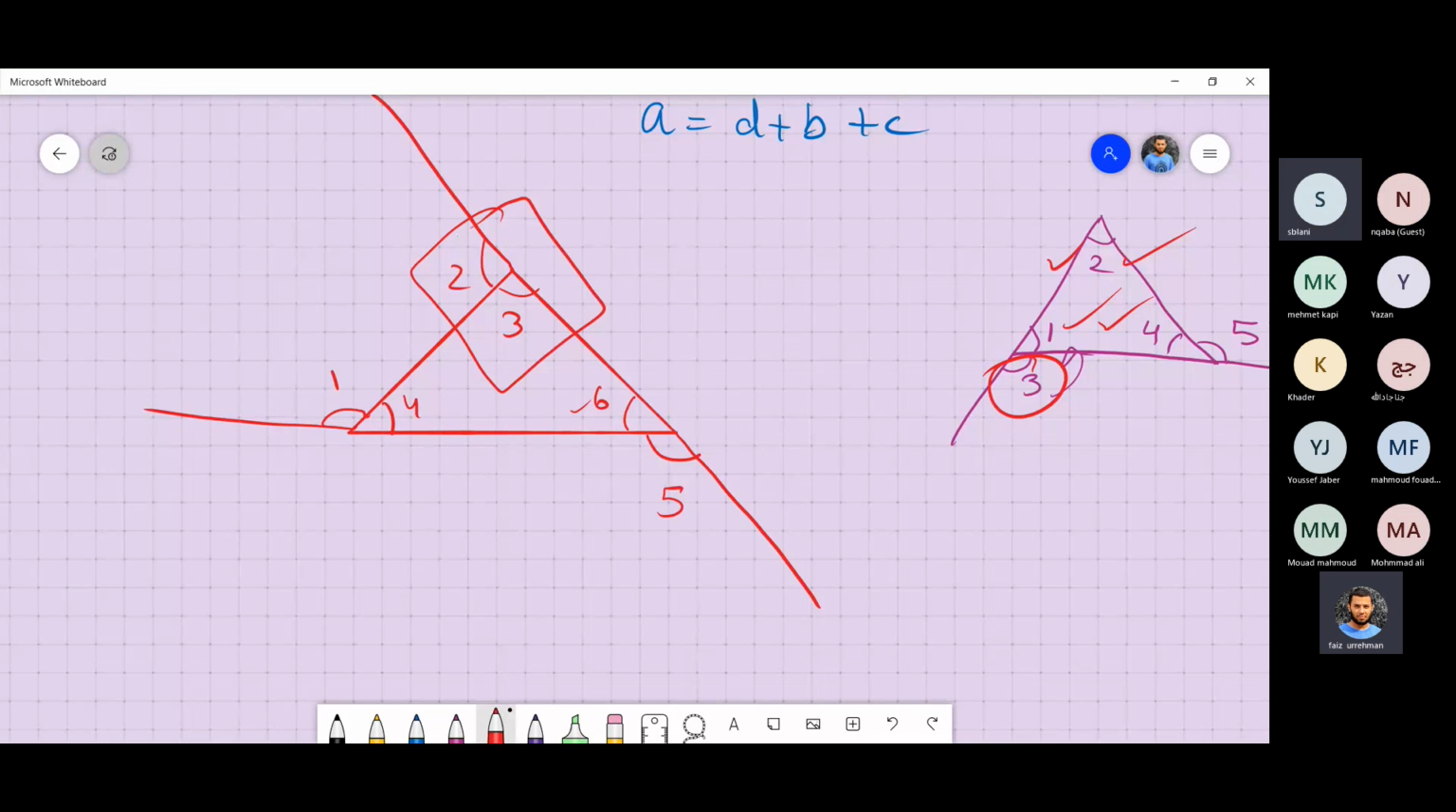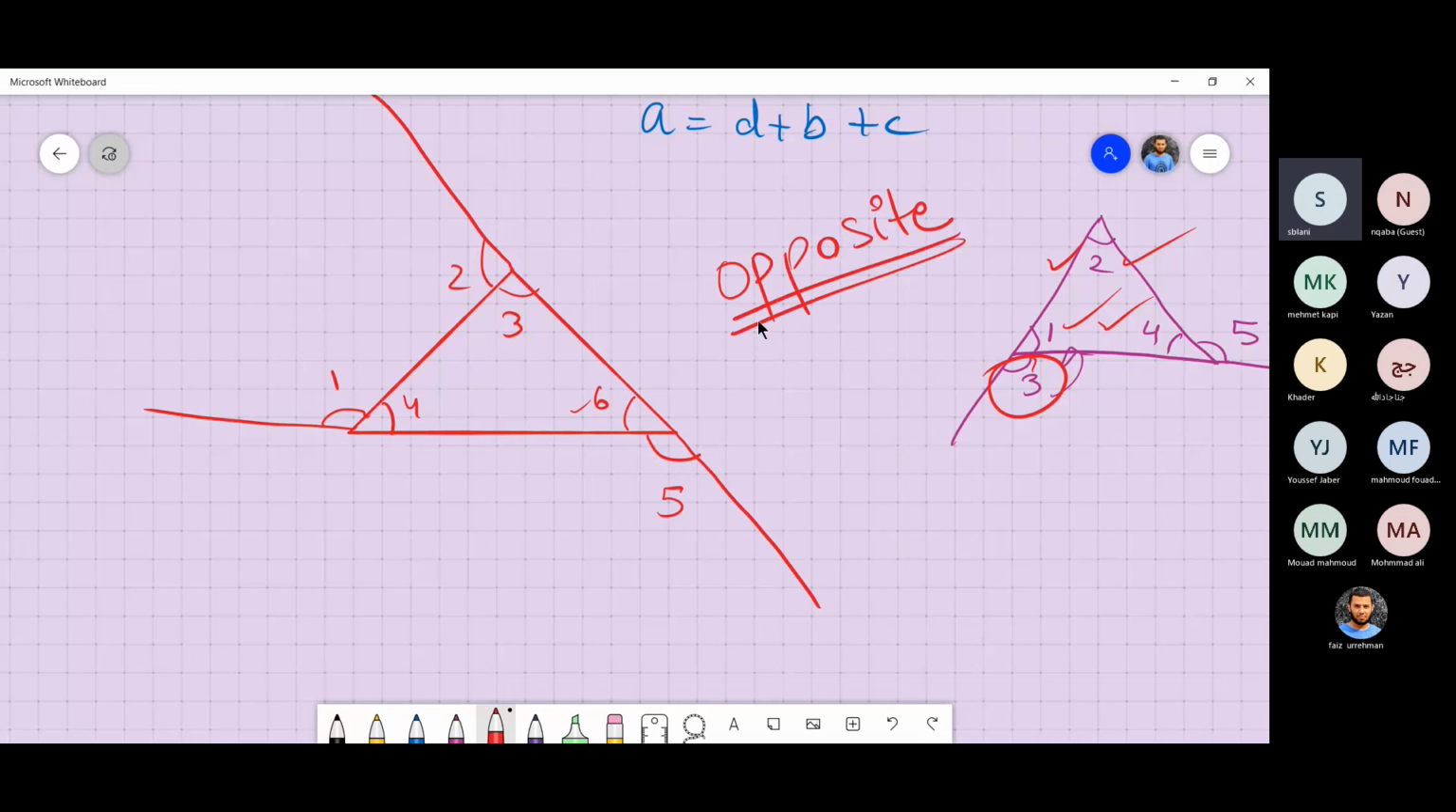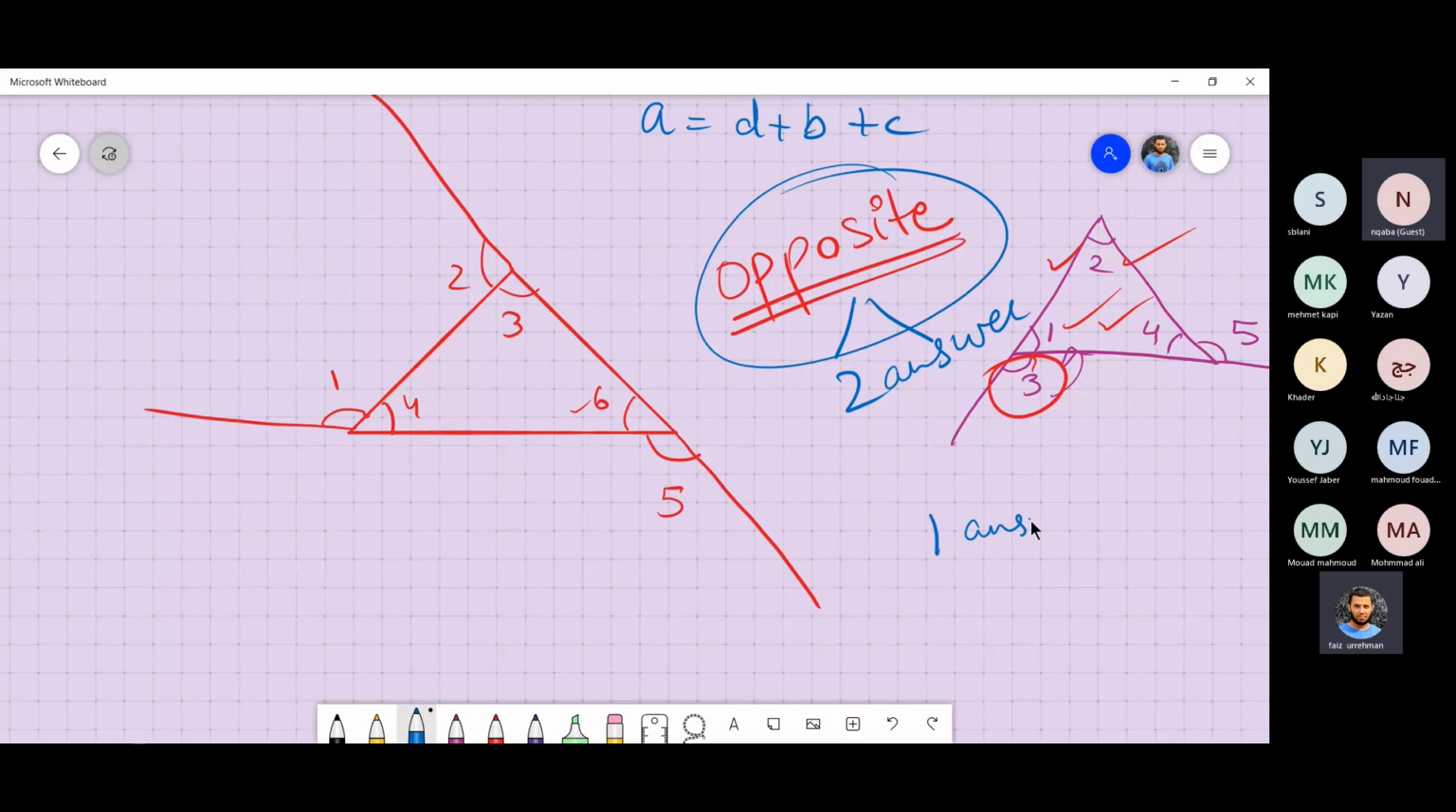I'm not asking interior opposite. I'm asking interior just. I did not use the word opposite. If it is interior opposite, it will be 2 angles. If I'm using the word opposite, you have to give me 2 answers. If I'm not using this word opposite, you have to give me just 1 answer. Clear? Yes.